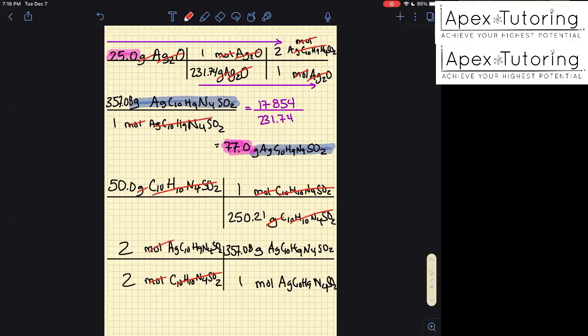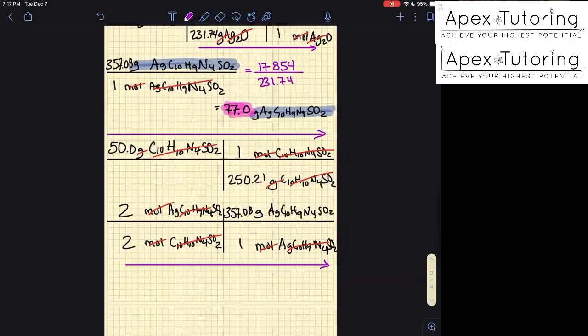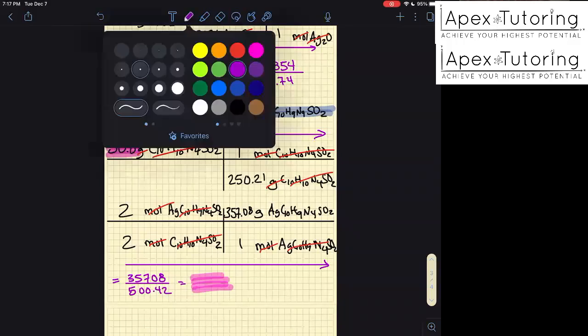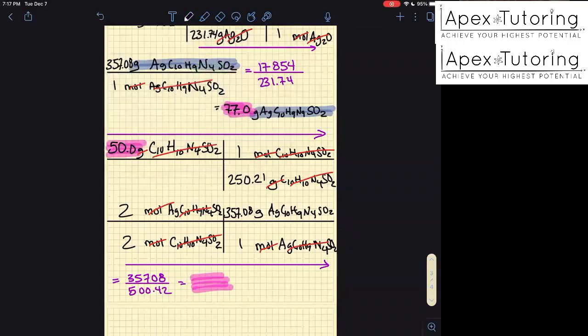Multiply the top and the bottom. Cross the units off. Then multiply. The top is 35,708. And the bottom? Okay. And we divide them. And I got 71 point.